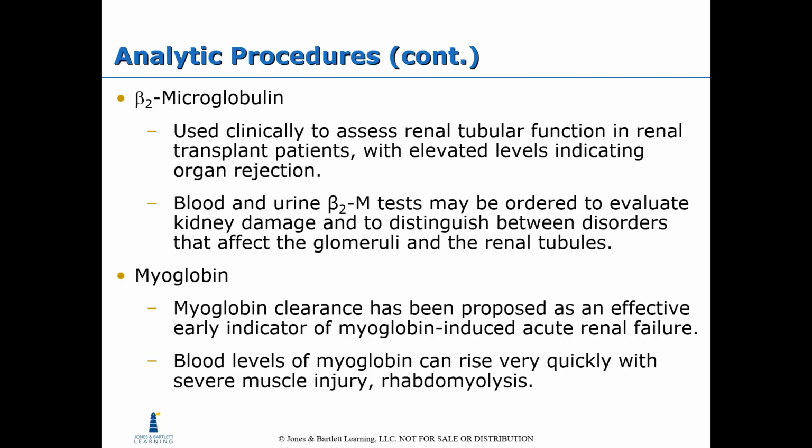Beta-2 microglobulin is used to clinically assess renal tubular function in renal transplant patients, with elevated levels indicating organ rejection. Blood and urine beta-2 microglobulin tests may be ordered to evaluate kidney damage and to distinguish between disorders that affect glomeruli and renal tubules. Myoglobin clearance has been proposed as an effective early indicator of myoglobin-induced acute renal failure. Blood levels of myoglobin can rise very quickly with severe muscle injury or rhabdomyolysis.